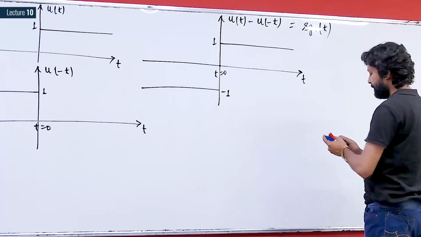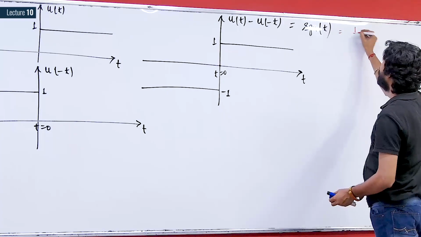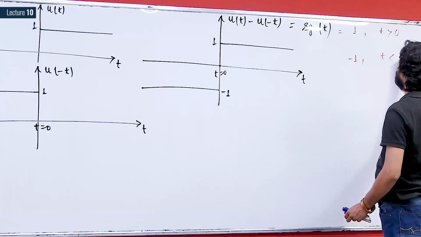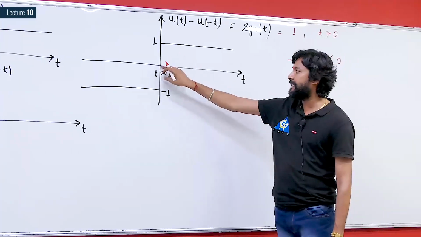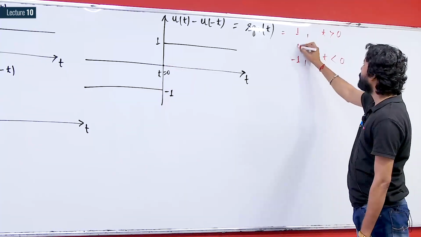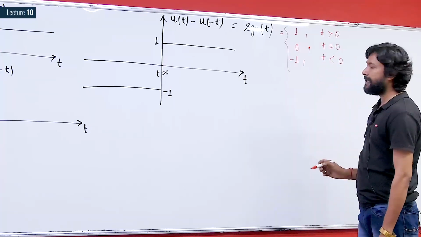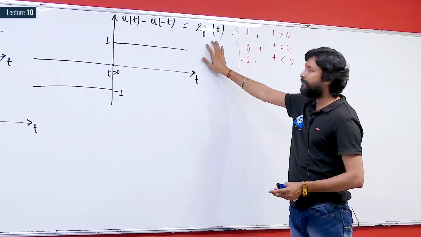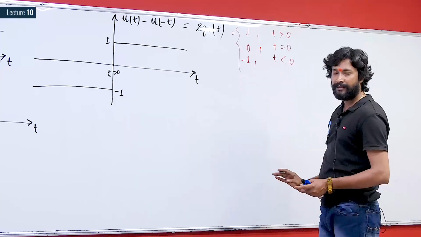So this signum of t can be mathematically defined as having value plus 1 for t greater than 0, having value minus 1 for t less than 0, and if you want to define the exact value of this function at t equals 0, the value is going to be 0. So it is our next elementary signal you can consider, that is signum of t, which is 1 for t greater than 0, minus 1 for t less than 0, and 0 at t equals 0.